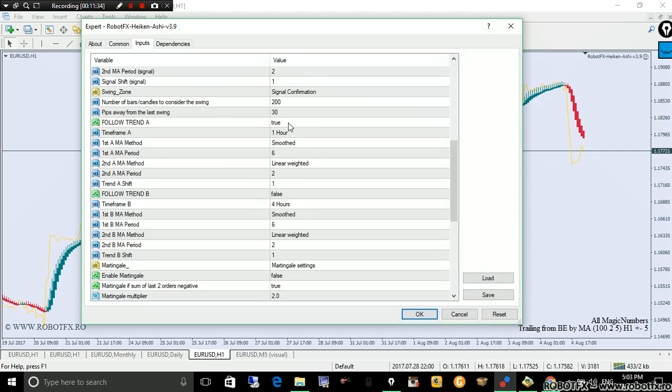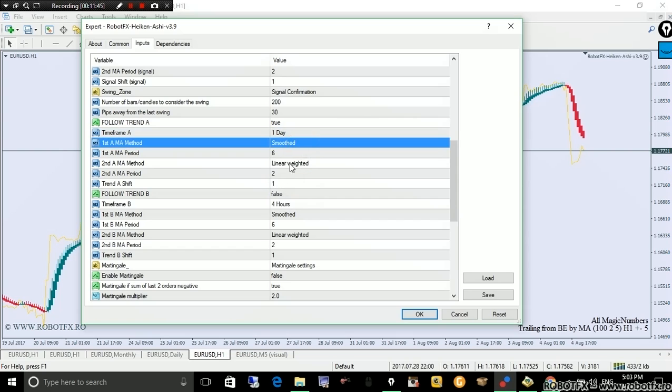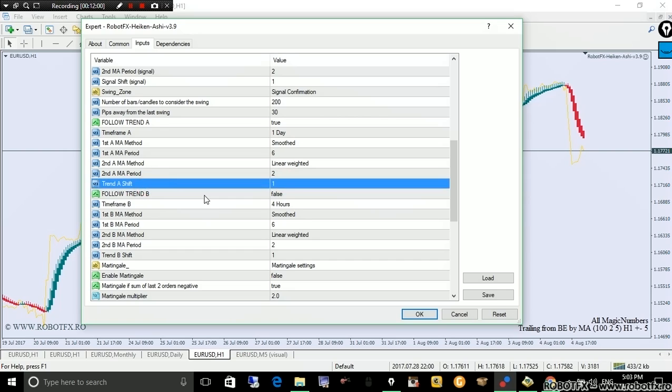So we have the option to follow trend A. We can choose the time frame for trend A. If we are trading on H1, we will choose a higher time frame, let's say 1 day. Also, change the settings for the Heiken Ashi candles on this trend A time frame. Use the trend A shift, the candle shift basically. It should be named candle shift. I suggest using it to make sure that the candle did change color.